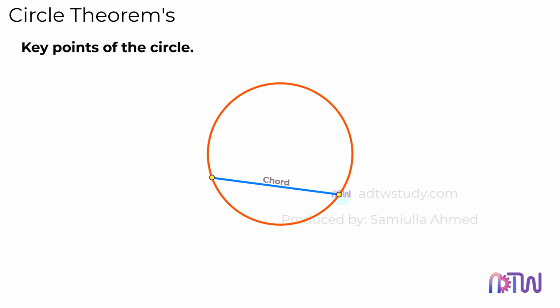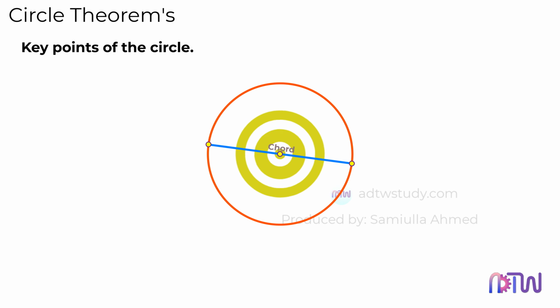This chord can be anywhere inside the circle, but if it passes through the center of the circle, it is called the diameter of the circle. Remember, a straight line from one point on the circumference to another point on the circumference, passing through the center of the circle, is the diameter of the circle. If a line connects the center of the circle to a point on the circumference, it is called the radius of the circle.